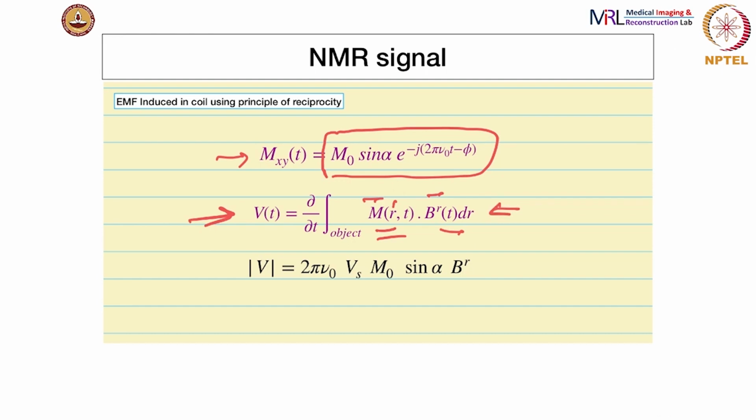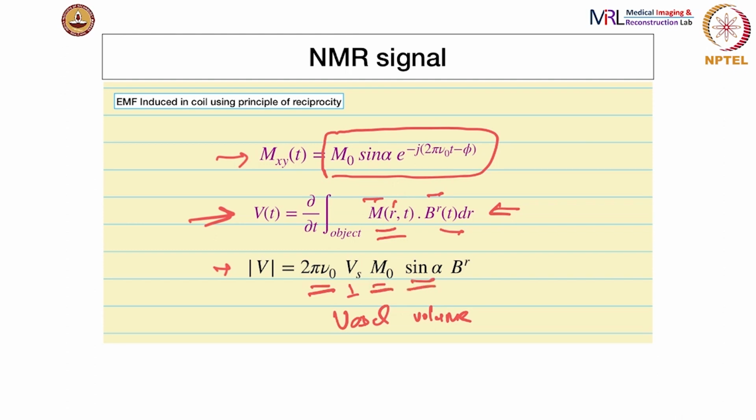It turns out that after we make some simplifying assumptions, in the end, if you look at the magnitude of the voltage induced, the magnitude of the signal induced, it is proportional to nu zero, which is the Larmor frequency. This is what you call the voxel volume. In this case, it's an infinitesimal volume. You think of this as a volume over which the static magnetic field is constant, or M is constant. M0 is the induced magnetization, the magnitude, and sine alpha.